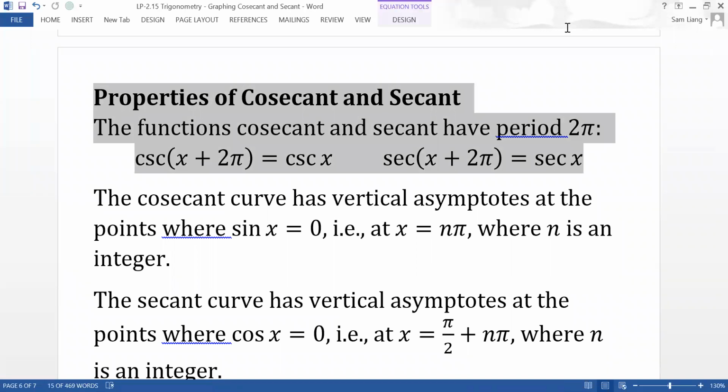Properties of cosecant and secant. The functions cosecant and secant have period 2 pi. Cosecant x plus 2 pi is equal to cosecant x, and secant x plus 2 pi is equal to secant x. All right, very nice.